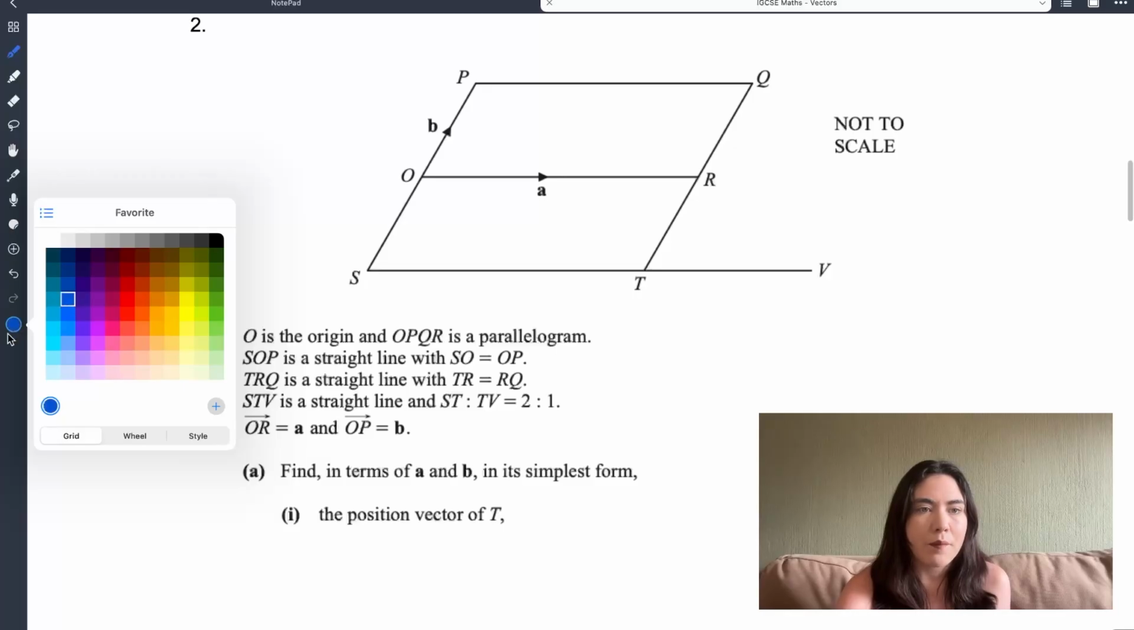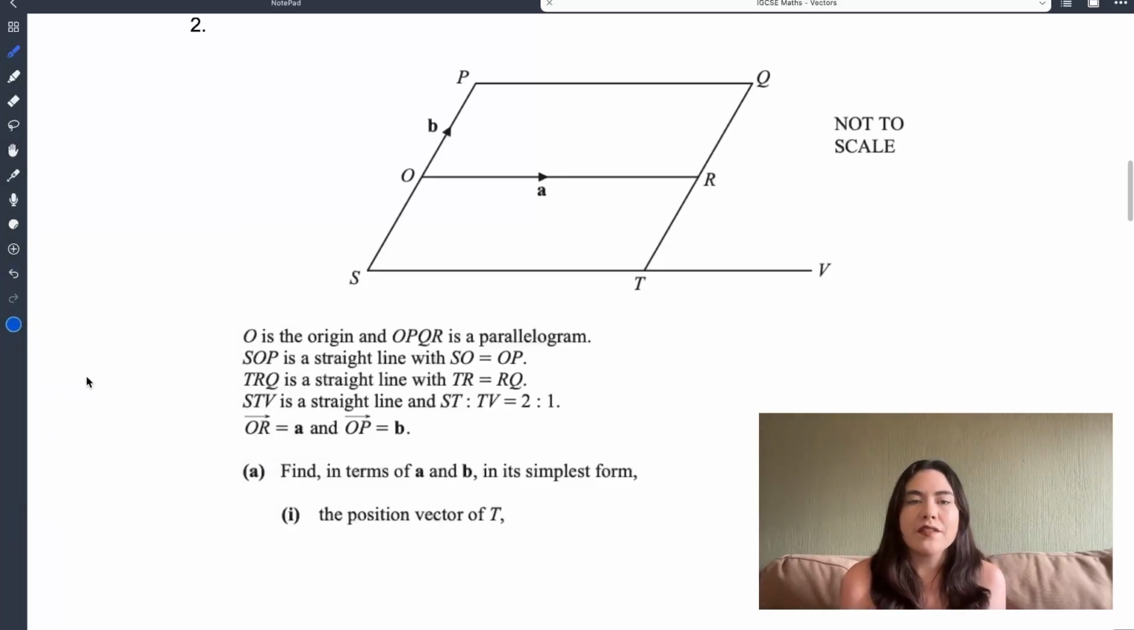Okay, let me go back to my blue. O is the origin. Nice and simple. OPQR is a parallelogram. SOP is a straight line with SO equaling OP. TRQ is a straight line with TR equaling RQ, STV is a straight line, and ST and TV is in a ratio of 2 to 1, and OR is A, and OP is B.